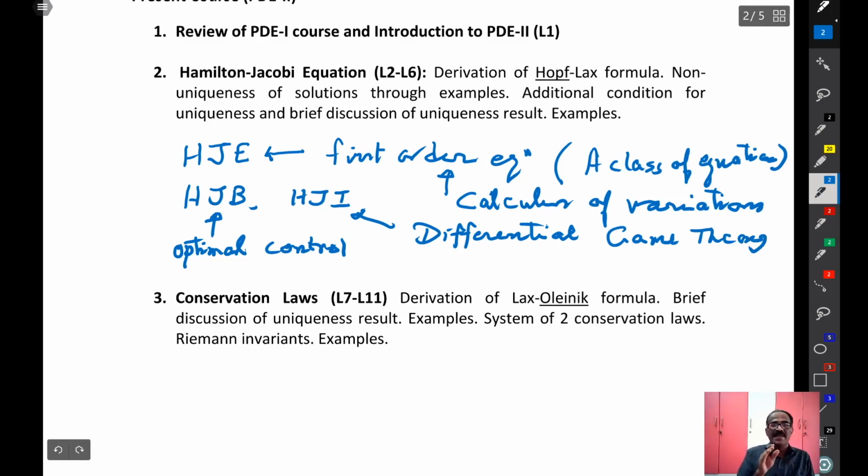This is a very special type of nonlinear equation which doesn't have in general the variational structure. So our main idea is to derive what is called the Hopf-Lax formula, which is a very special formula. We will be deriving the Hopf-Lax formula, which gives you a formula for the solution of the Hamilton-Jacobi equation. Typically, the Hamilton-Jacobi equations will have this form, where H is called the Hamiltonian. We will motivate this through various examples.